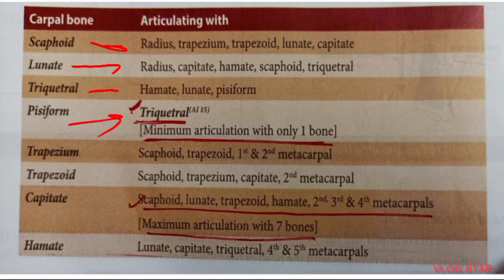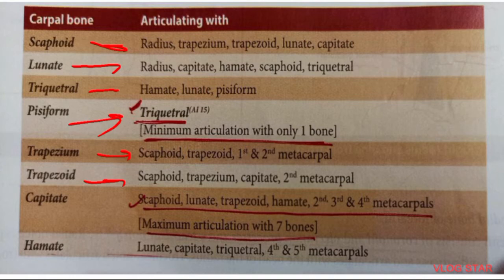Minimum articulation is with only one bone. This is an important question. If the question comes in your exam, which bone has minimum articulation with only one bone? This is pisiform. So keep it in mind. Next, trapezium articulates with scaphoid, trapezoid, and first and second metacarpal. Next is trapezoid, with the scaphoid, trapezium, capitate, and second metacarpal.